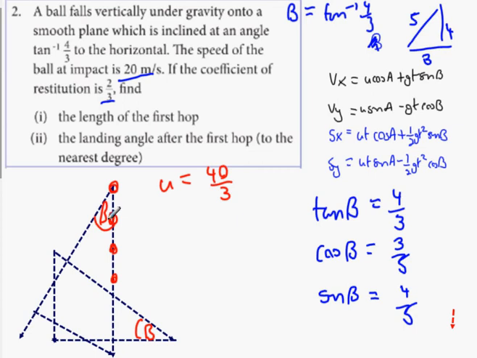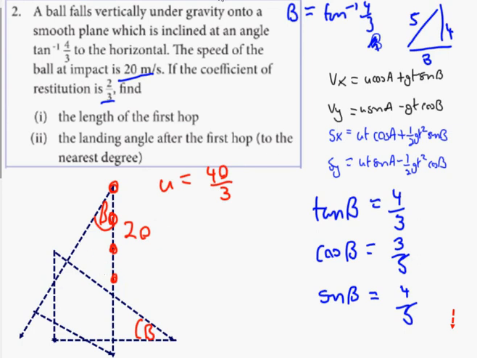So once that's B, we're then going to find out the speed it comes in before impact. We know that it's dropping at 20. So we're going to find the speed it hits the ground at perpendicular to the plane, and the speed it's going parallel to the plane.